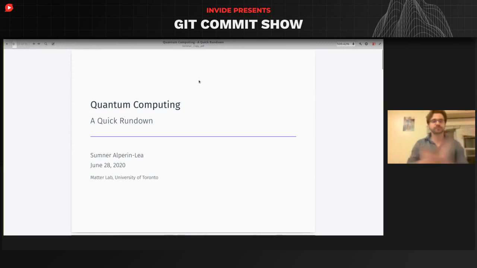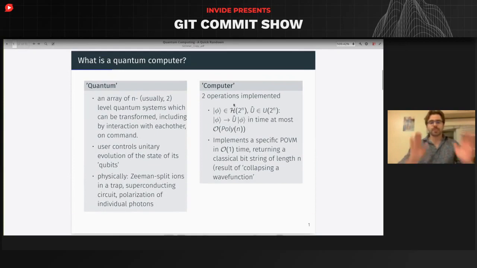So, quantum computing, a quick rundown. What do we mean when we talk about a quantum computer? What is a quantum computer? Well, it's quantum in the sense that it's an array of quantum systems.